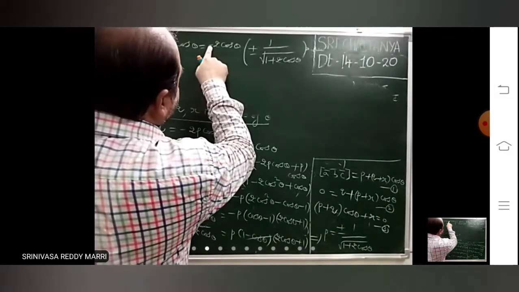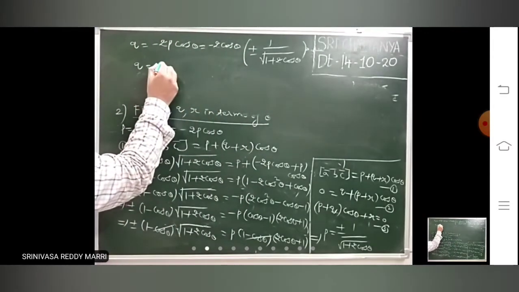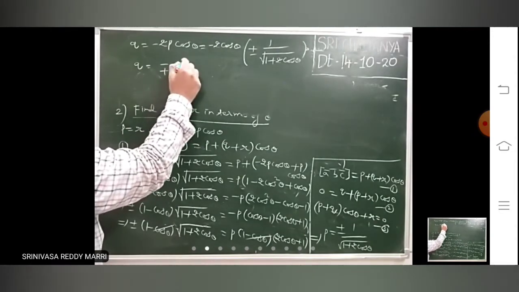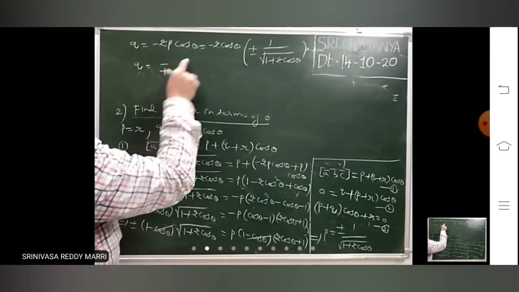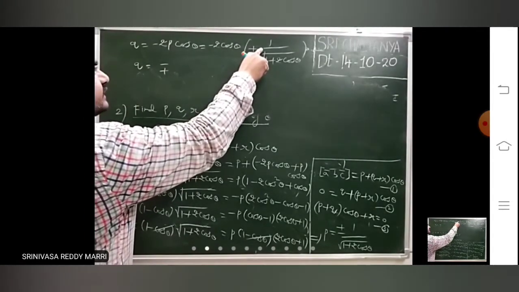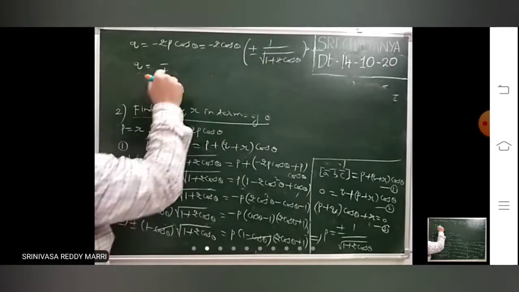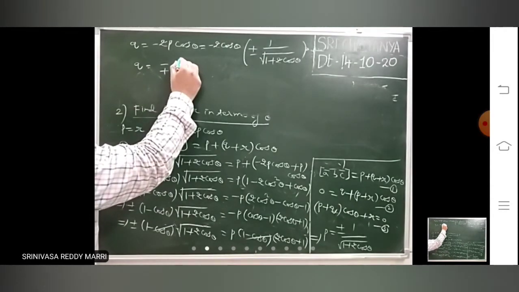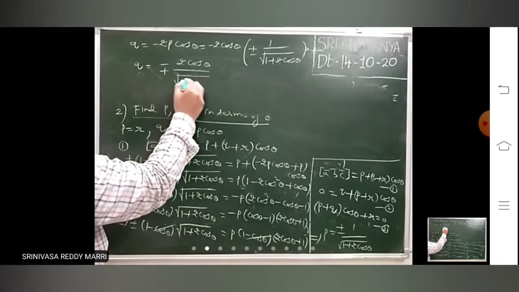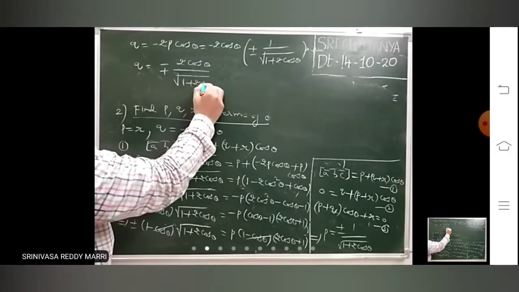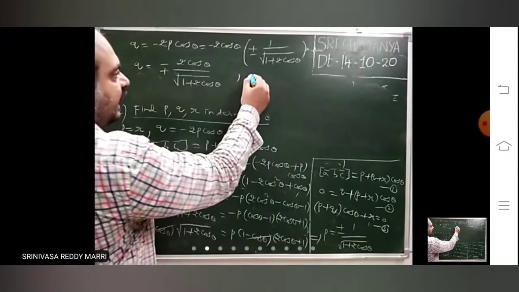Look at, minus into plus, if plus is taken you will get minus, if minus is taken you will get plus. That's why minus or plus. Minus into plus you will get minus, minus into minus you will get plus. That means if P is taken plus, you will get Q minus. If P is taken minus, you will get Q plus 2 cos theta divided by root of 1 plus 2 cos theta. This is Q. So therefore R is nothing but what?